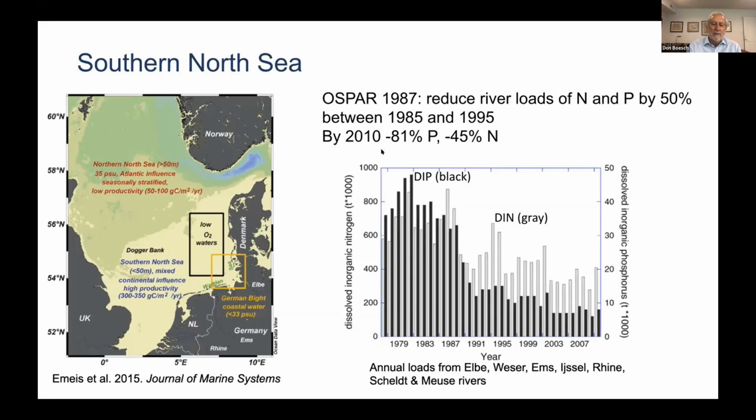So by 2010, we've had in this system an 81% reduction of phosphorus inputs and a 45% reduction of nitrogen inputs. The differences in how much we've been able to reduce those inputs and the time frame in which we've done it has produced some interesting results.